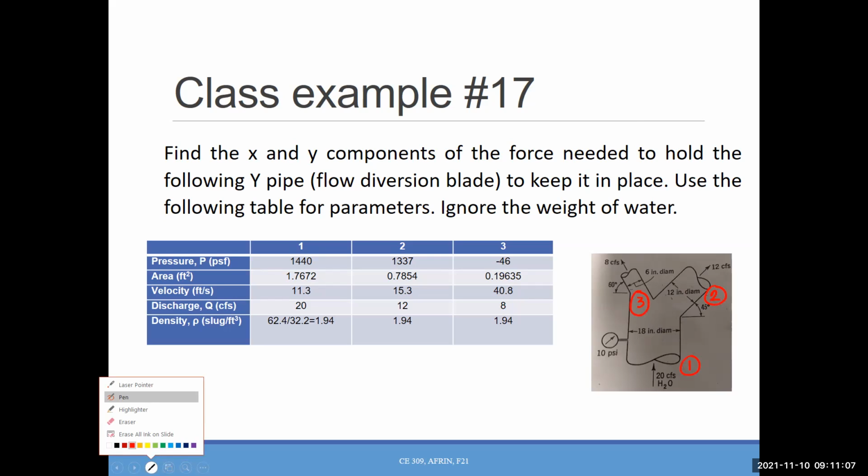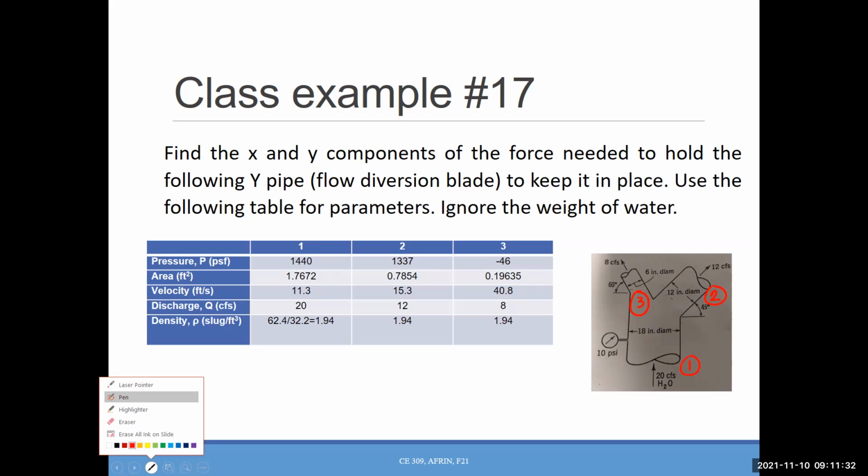And can anyone read the question? Class example 17. Find the X and Y components of the force needed to hold the following Y pipe flow diversion blade to keep it in place. Use the following table for parameters. Ignore the weight of water. Thank you very much.